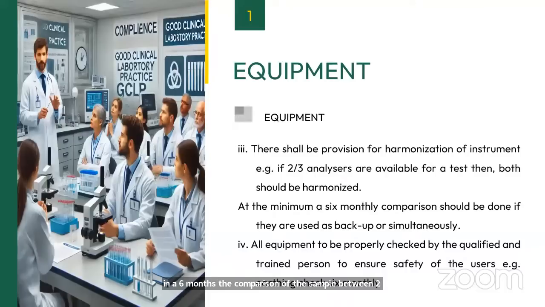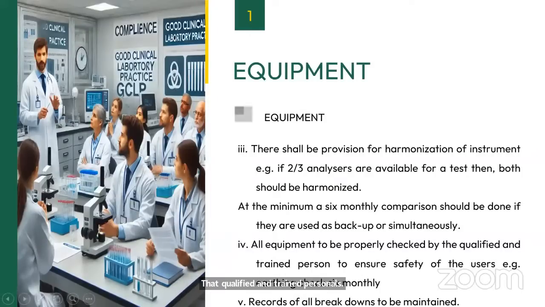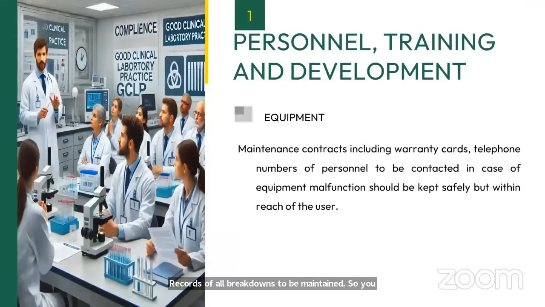All the equipment is to be properly checked by qualified and trained personnel to ensure the safety of the user. So you should also have appropriate function checks and safety checks of the equipment, preferably again once in 6 months by qualified and trained personnel. Records of all breakdowns to be maintained. So an appropriate equipment breakdown register should also be maintained by the laboratory.